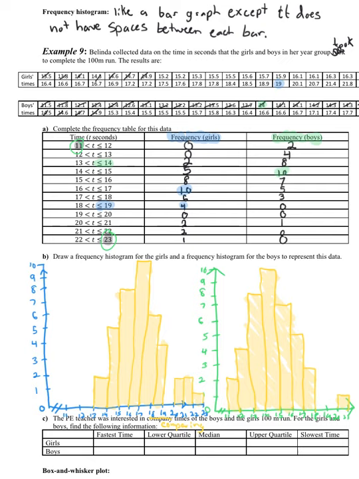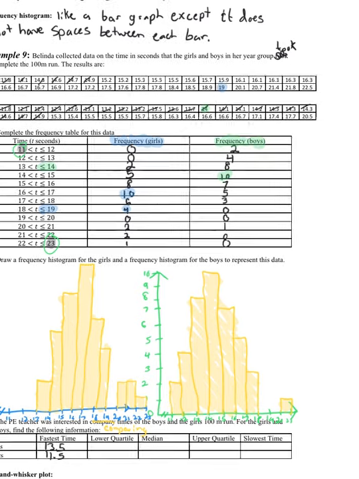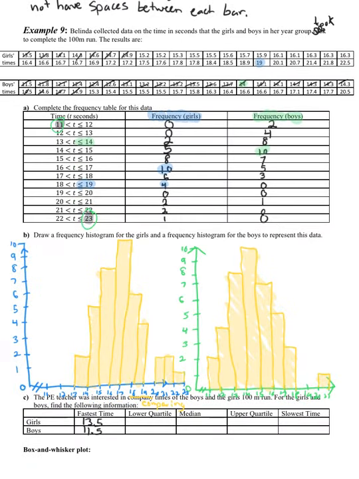For the boys and girls, find the following information. So we want to find the fastest time for each gender. The girls' fastest time was 13.5. The boys' fastest time was 11.5. And then we want to find the slowest time for each gender, 22.5 versus 20.5. Those ones are the easy ones.